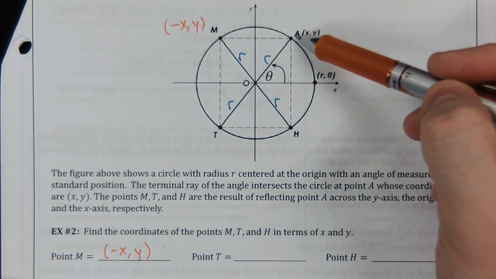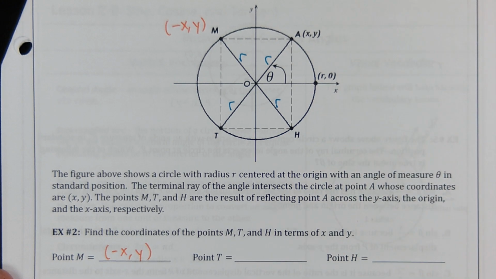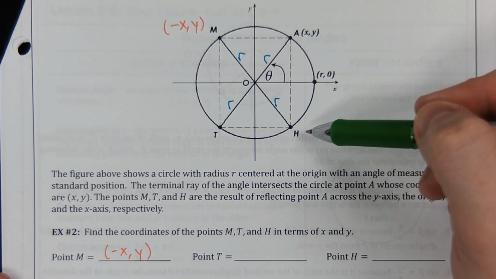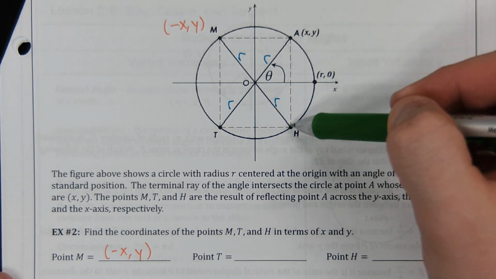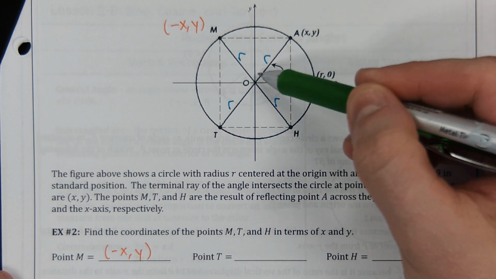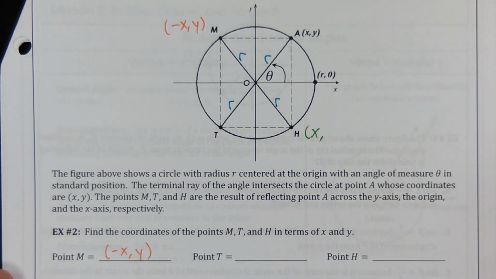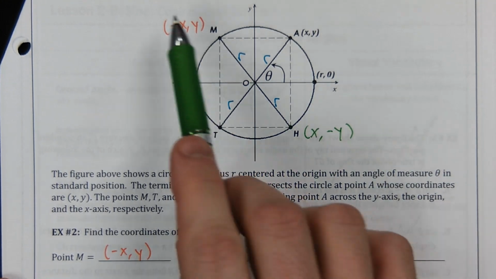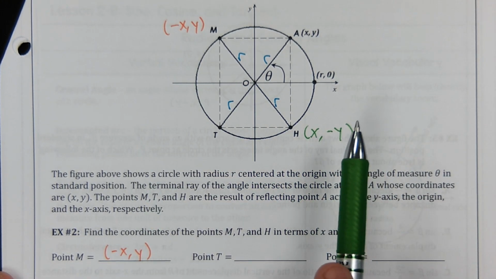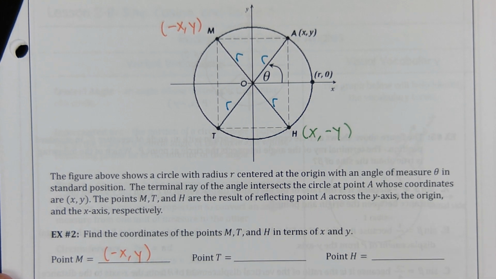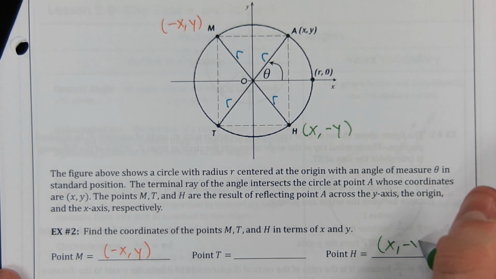Now I'm going to go to H. From A to H, from here to here. To go from A to H, I have to reflect over the x-axis. What changes when I go from here to here, my x or my y? My y. That means my x coordinate stays the same. It's positive. But now y is a negative value. And it doesn't matter if you go from orange or from green. Either way, you're going to get the same value for T. I forgot to write for point H, x, comma, negative y. There we go.